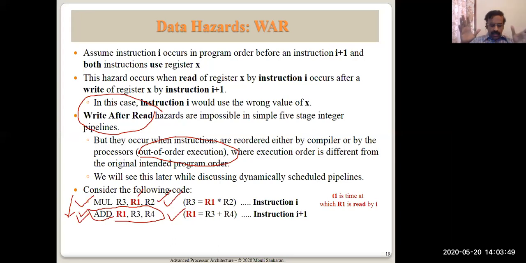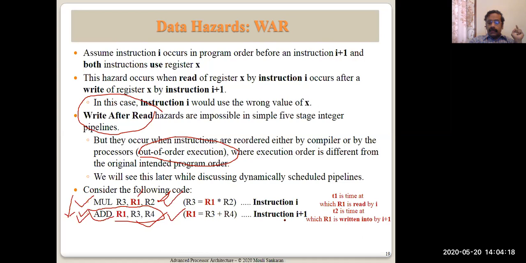Imagine a situation wherein the instructions are ordered like this, but inside the hardware CPU, we have some facility that you can execute the instruction in any order you want, out of order. Then imagine a situation where this is executed first and then this instruction is even started. Then there is a problem. This instruction is completed out of order.